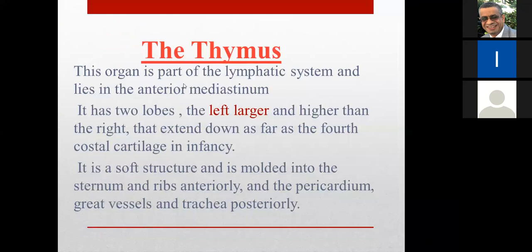The thymus is part of the lymphatic system, and it lies in the anterior mediastinum. It is composed of two lobes, the left one, which is larger and higher than the right, and extends down as far as the fourth costal cartilage in infants. It's a soft tissue structure molded into the sternum and ribs anteriorly, and the pericardium, great vessels, and the trachea posteriorly.